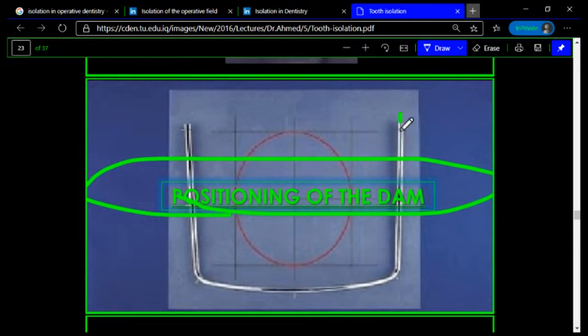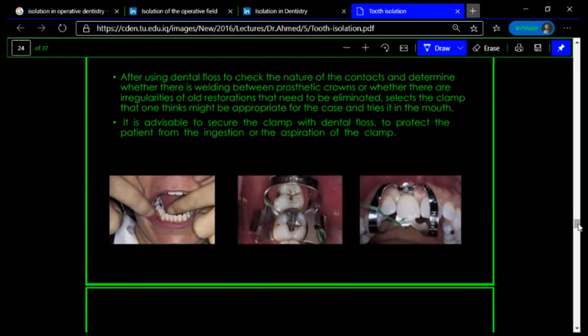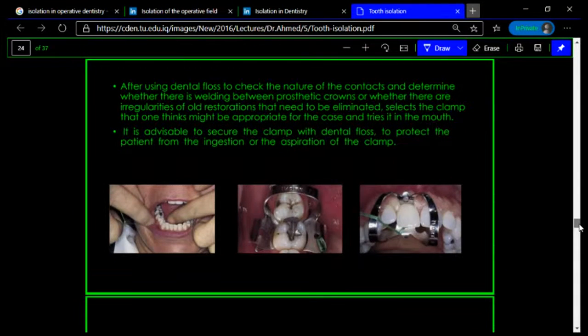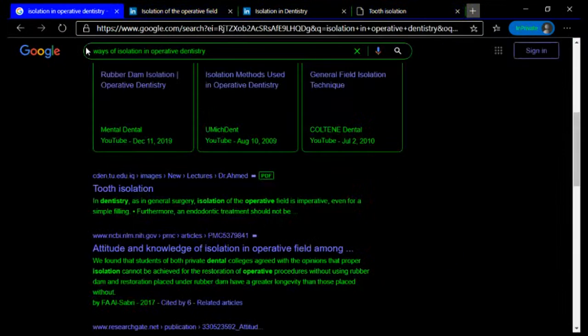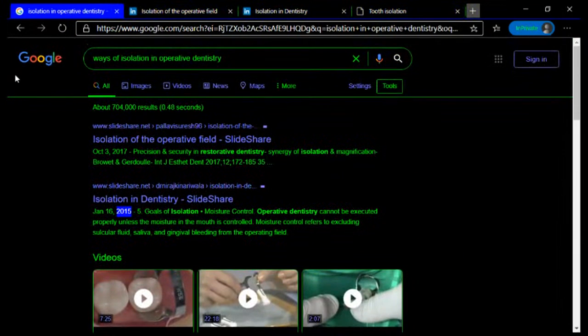And this is the way of positioning the rubber dam with a metal clamp in the mouth of the patient. Of course, the rubber dam is the most important tool in isolating the teeth from saliva. The rubber dam is a very important tool in this subject.